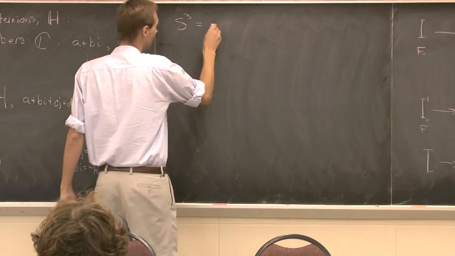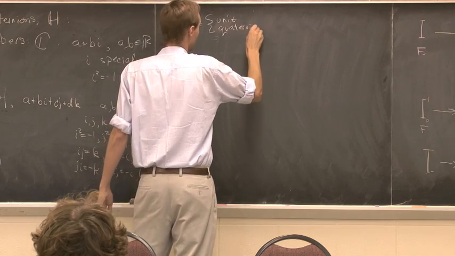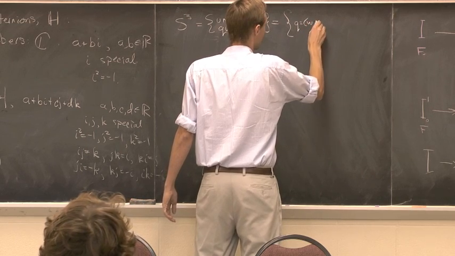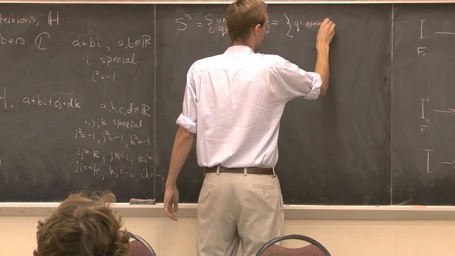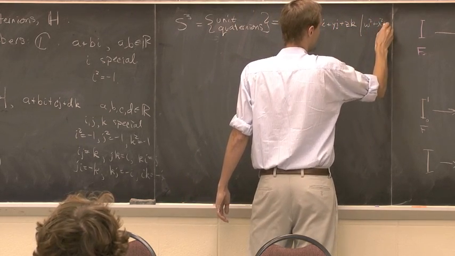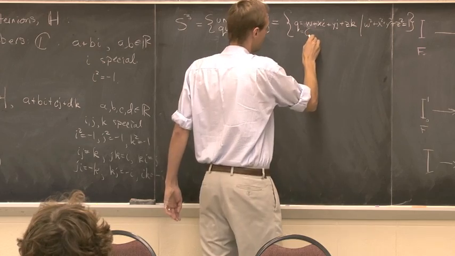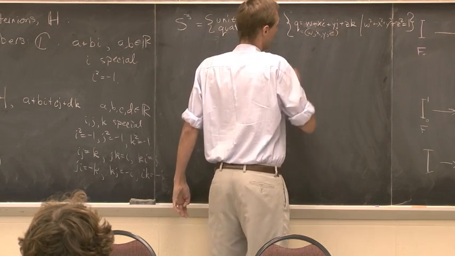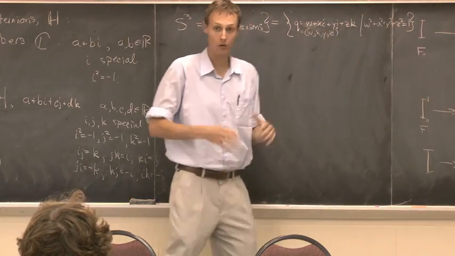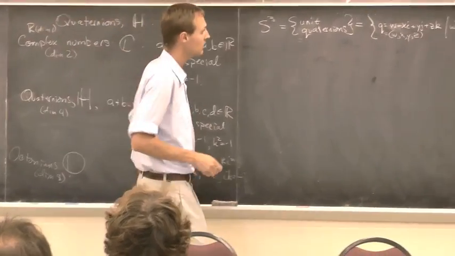The 3-sphere can be described as the set of all unit quaternions. So it's the set of all q, and let me write it as w plus xi plus yj plus zk, such that w squared plus x squared plus y squared plus z squared is equal to 1. If you like tuple notation, you can call this w, x, y, and z. That just obscures how to do the arithmetic. This set is the set of all points whose distance from the origin in 4 dimensions is 1. So this describes the 3-sphere.